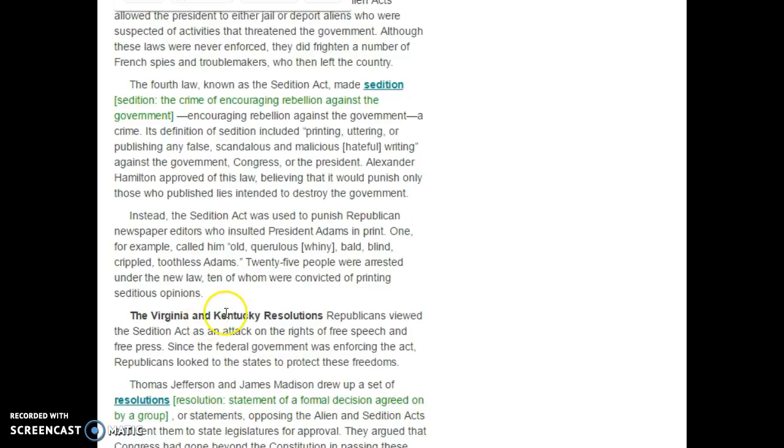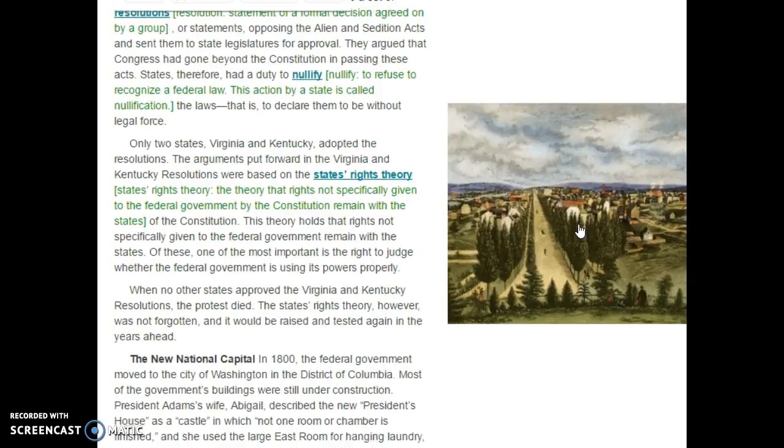The Virginia and Kentucky resolutions. Republicans viewed the Sedition Act as an attack on the rights of free speech and free press. Since the federal government was enforcing the act, Republicans looked to the states to protect these freedoms. Thomas Jefferson and James Madison drew up a set of resolutions, or statements, opposing the Alien and Sedition Acts, and sent them to the state legislatures for approval.